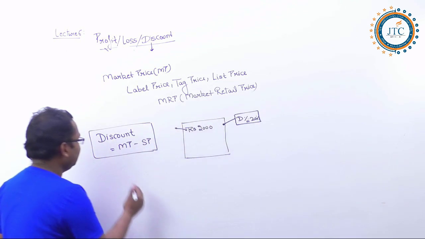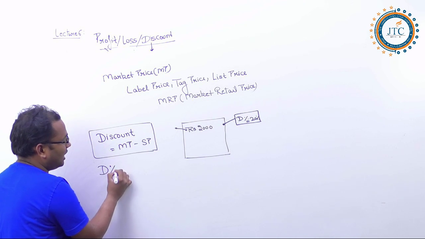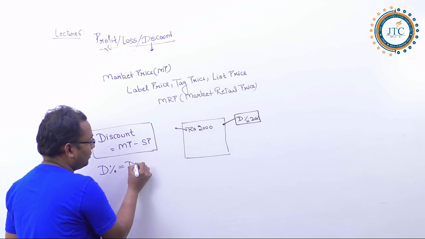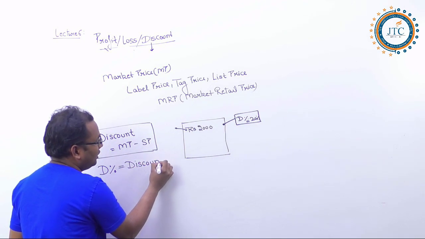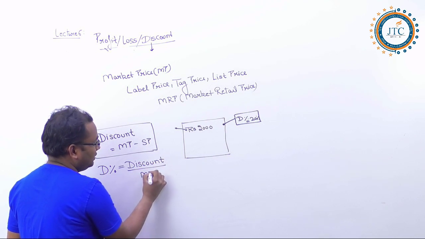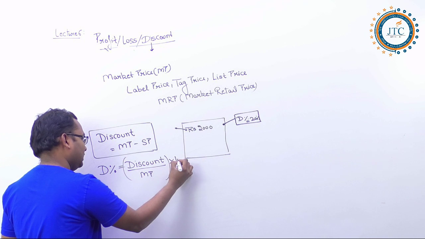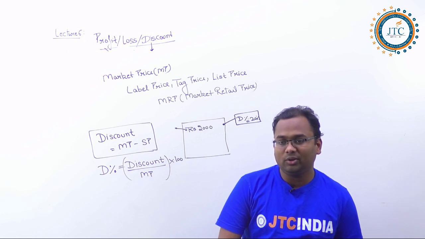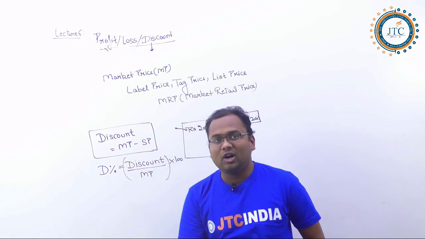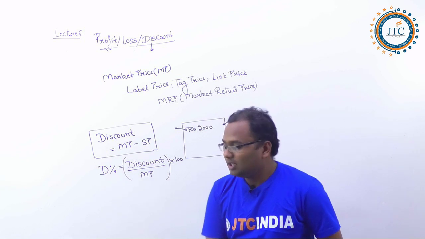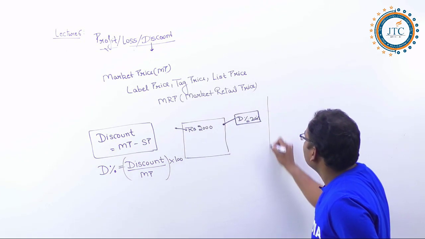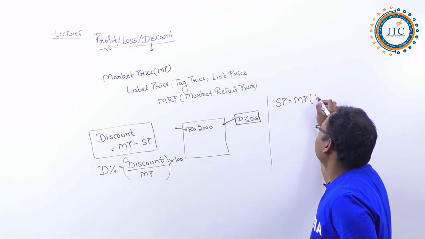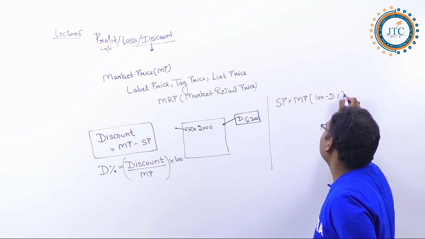And what is discount percent? Basically, discount percent is calculated on the basis of market price. So, discount percent is equal to discount upon market price into 100. And what is the relation between discount percent, selling price and market price? One more formula here. Selling price is equal to market price into (100 minus discount percent) upon 100.